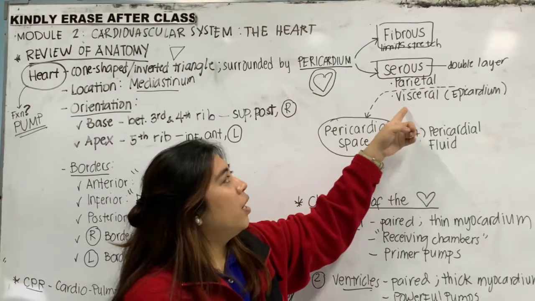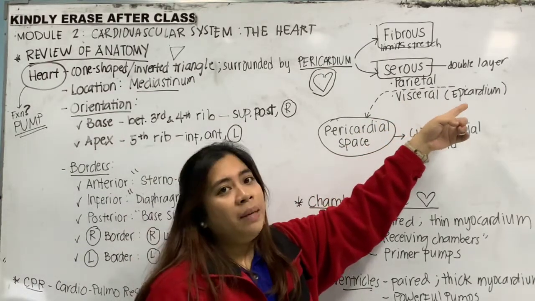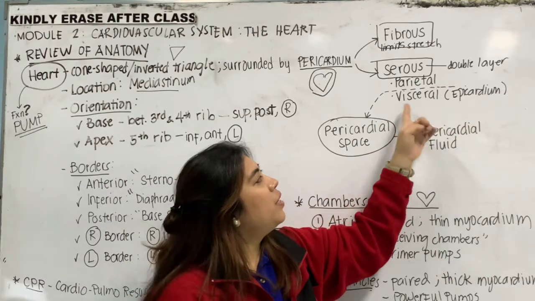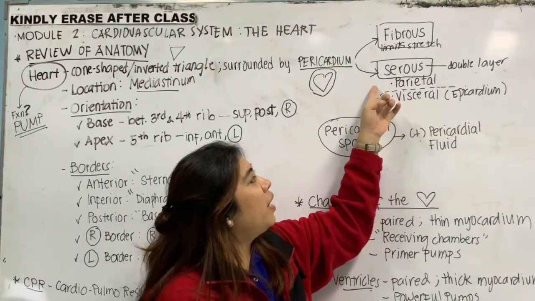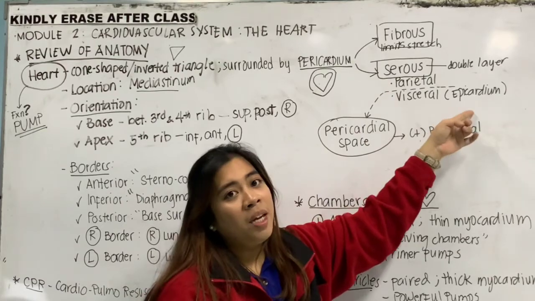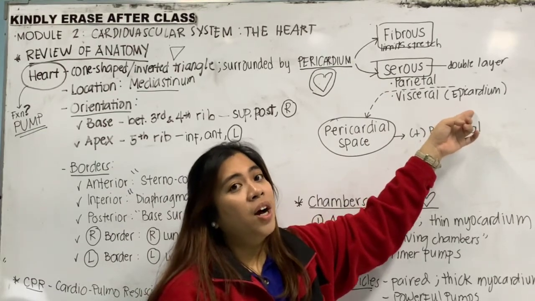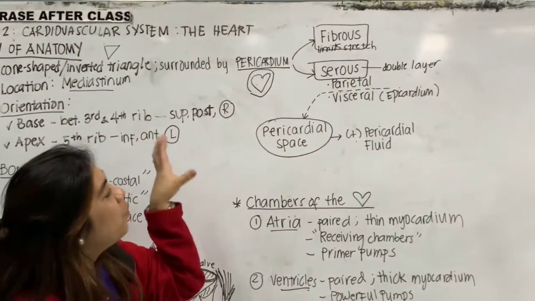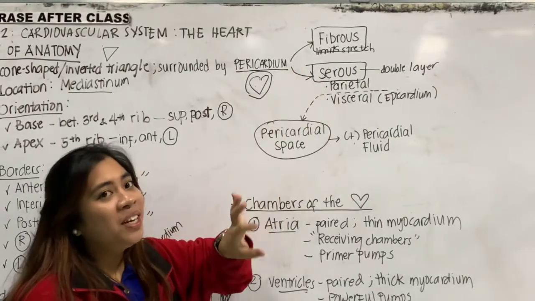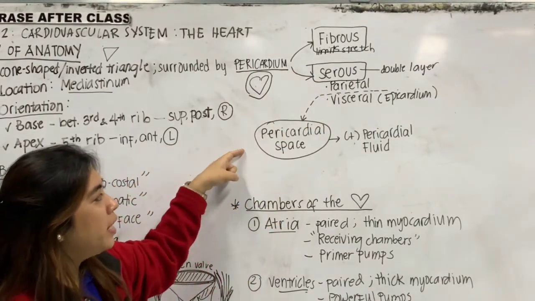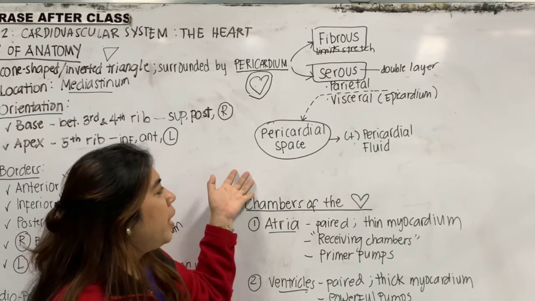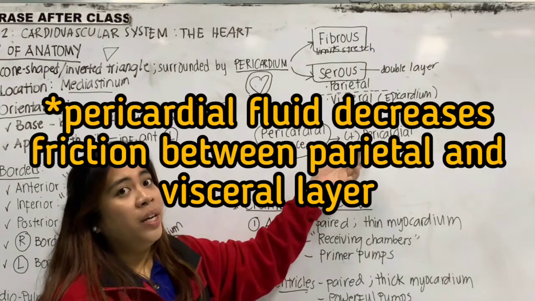Your visceral layer is actually already part of the heart wall. So this visceral serous pericardium is also known as your epicardium, or the outermost layer of the heart wall. Then, between your parietal and visceral layer, you have your pericardial space. Within your pericardial space, you also have your pericardial fluid.